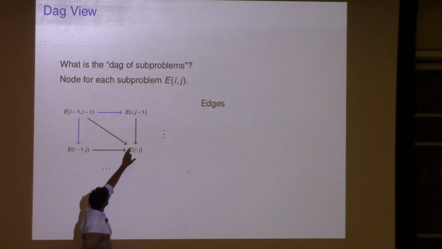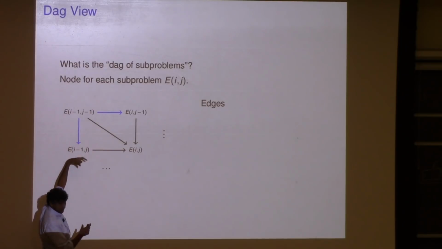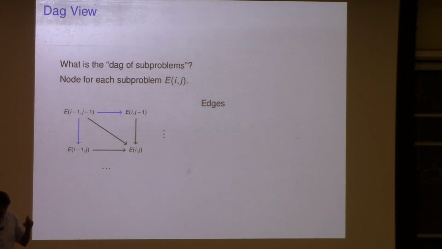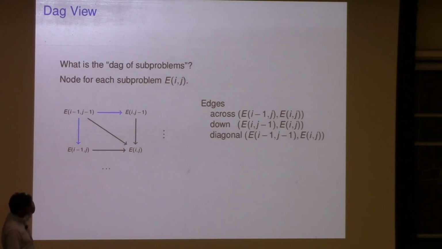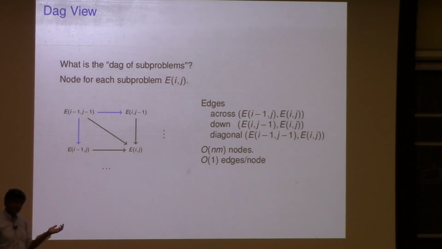So what does this node need to compute? You're matching the first i characters to the first j characters. You need to know the best way to match the first i characters to the first j minus 1. It could be that's the best way to do it. Or you need the solution for matching the first i minus 1 characters to the first j minus 1 characters. Or matching the first i minus 1 characters of x to the first j characters of y. Those are the 3 cases: one is a dash character, one is a character dash, and one is a character character. The diagonal is a character character. The number of nodes in this graph is order nm. The number of edges is order 1 per node. And that's it.